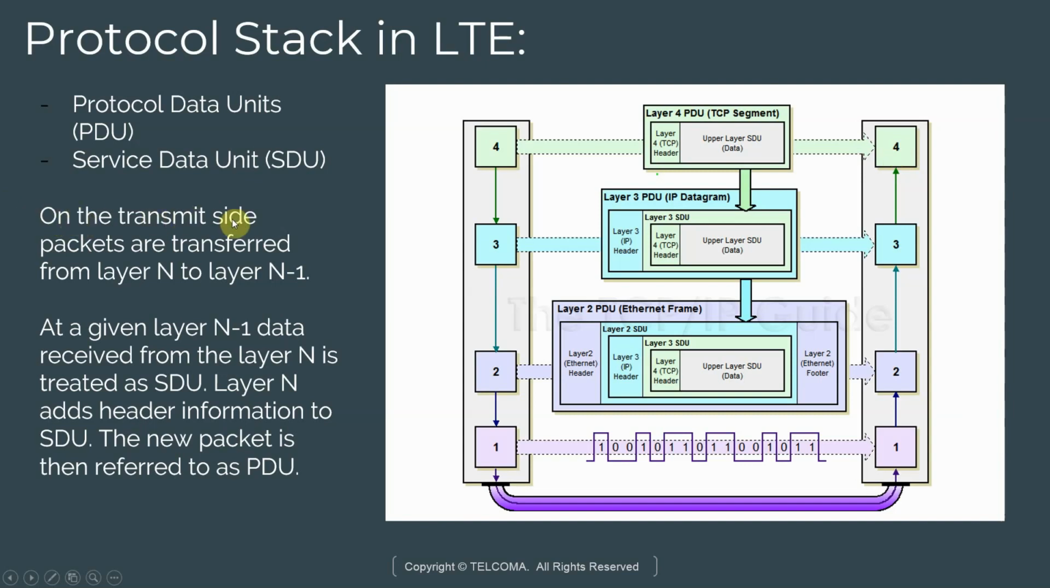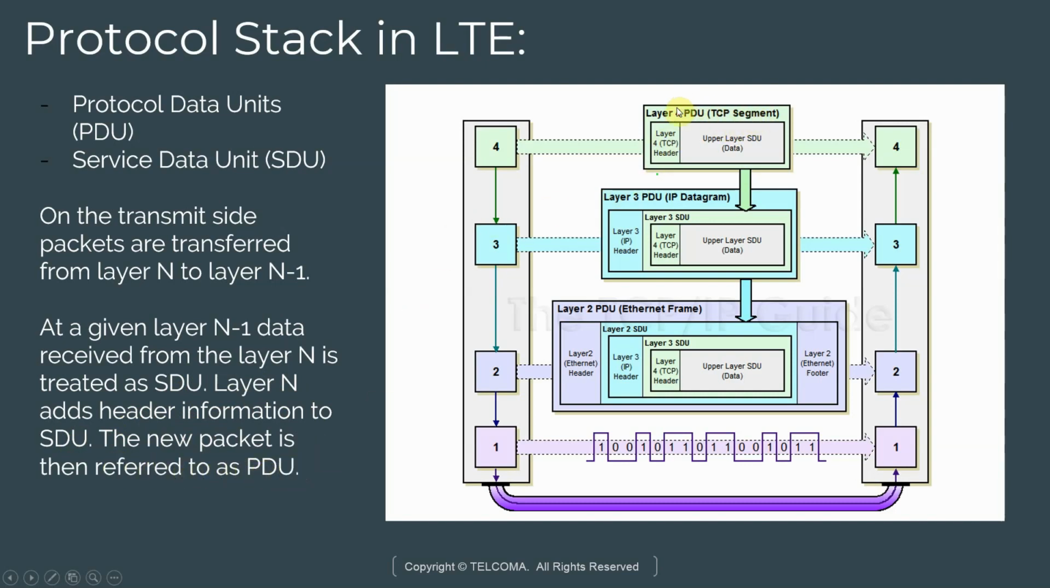Now on the transmit side, packets are transferred from layer n to n-1, so 4 to 3, right, and so on and so forth. At a given layer n-1, data received from layer n is treated as a service data unit. Layer n adds header information to the SDU. The new packet is then referred to as a protocol data unit.